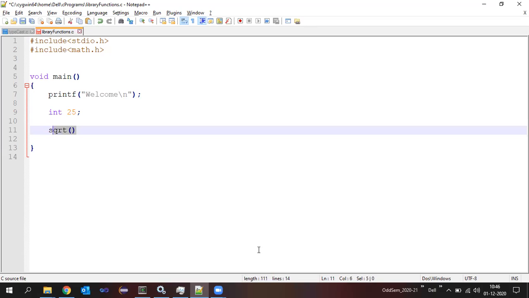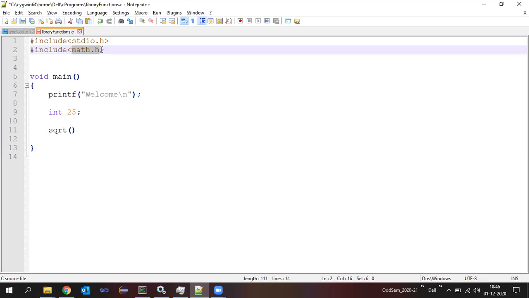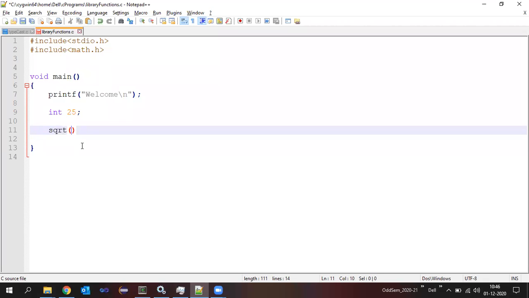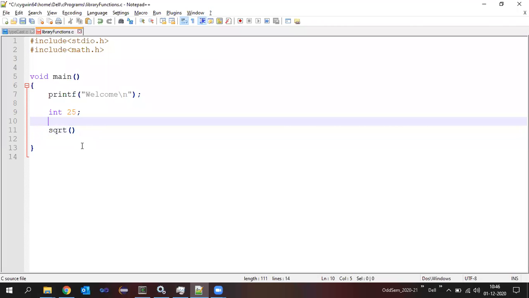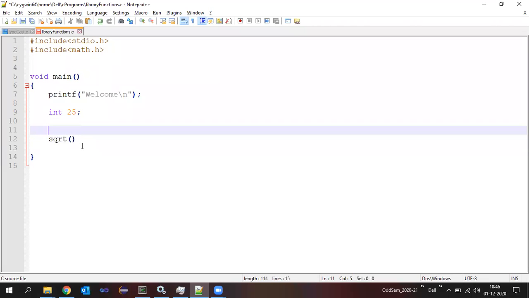So this sqrt is a function. What type of function? It is a library function. If we categorize, it is a mathematical library function which is placed in the math.h header file. It accepts one particular value. We call it an argument or a parameter. Some new word you are hearing here. See, argument or parameter: this is something which we provide to the function.